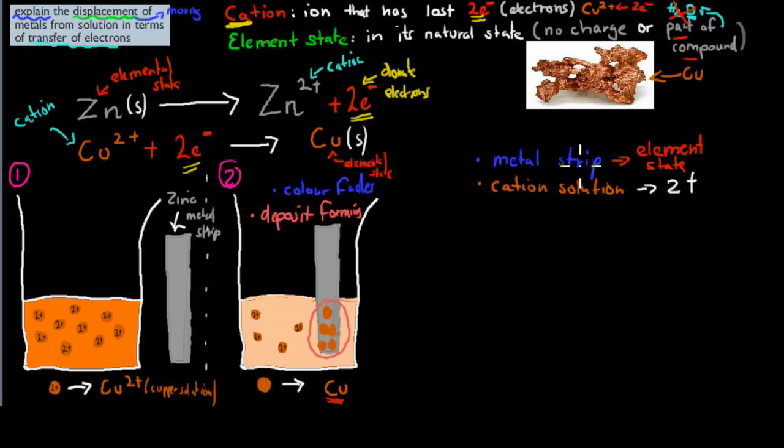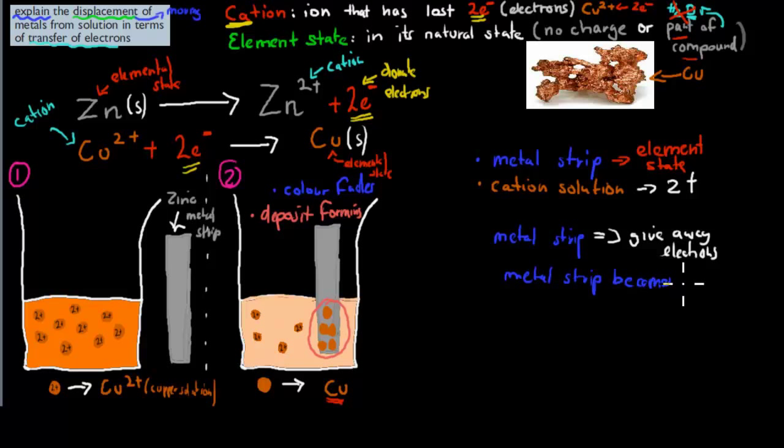And as we mentioned earlier, what we do then is put the metal strip into solution, and then you have a transfer of electrons. So you have a transfer from the metal strip, in this case zinc, which will give away electrons. And then the metal strip itself, whatever that was, will become the cation. So the metal strip becomes a cation. So that has to happen.